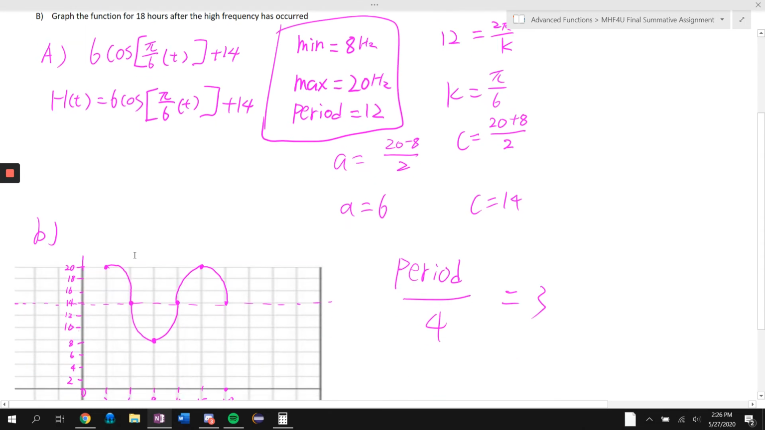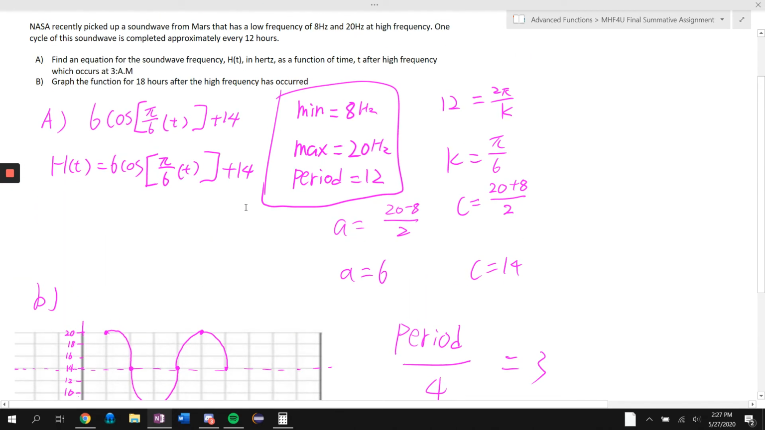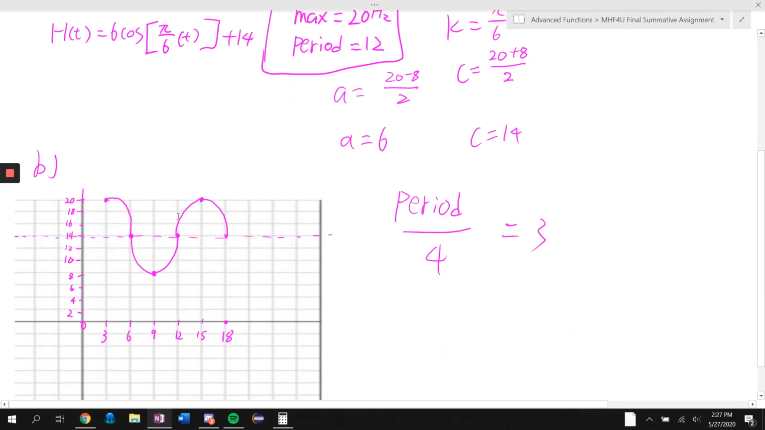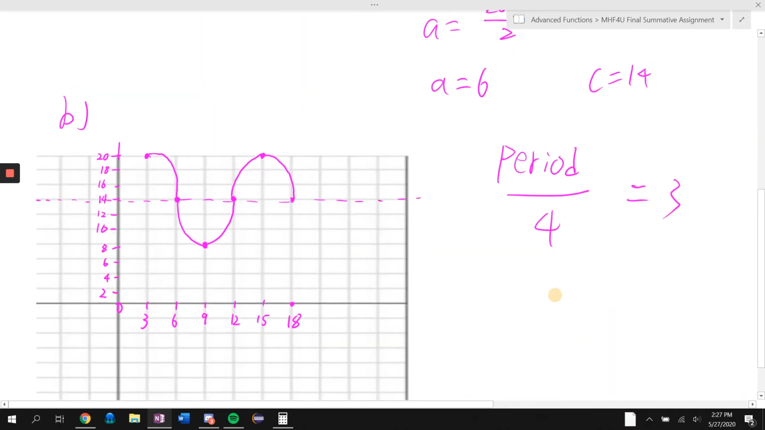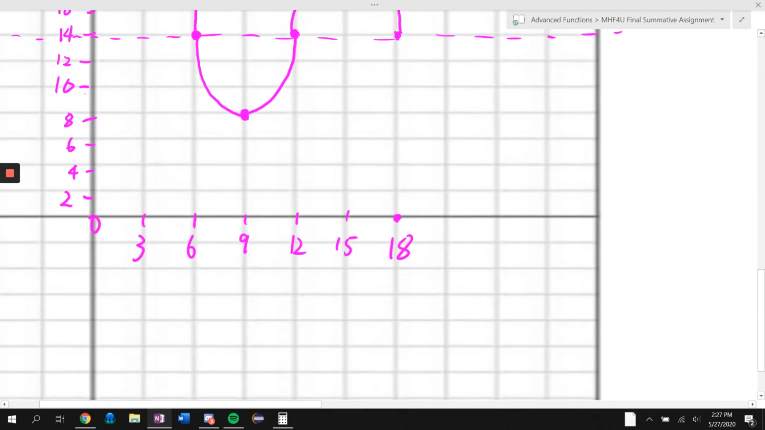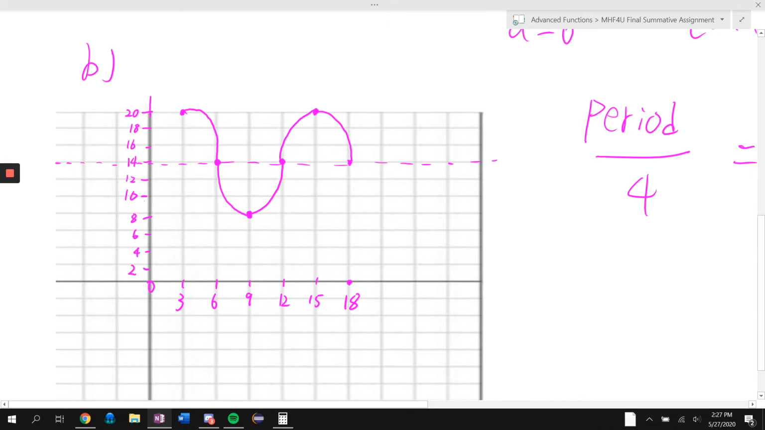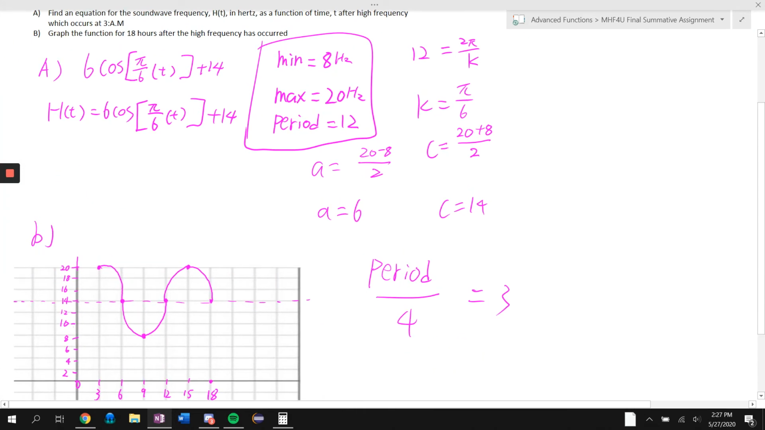So what it's asking us to do is graph the function for 18 hours after the high frequency has occurred. Right? So how do we do that? Well, first we have to figure out what increment we have on our graph. So the increment is 3, because the period divided by 4, or period times 1 over 4, is the increment that each landmark checkpoint should be. And our period is 12. So 12 over 4, obviously 3.